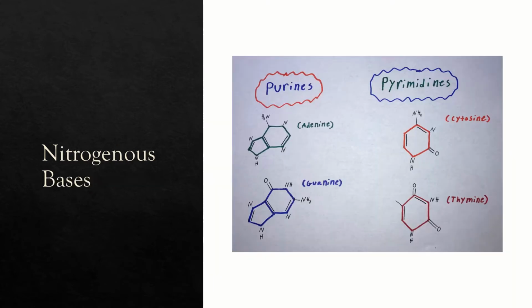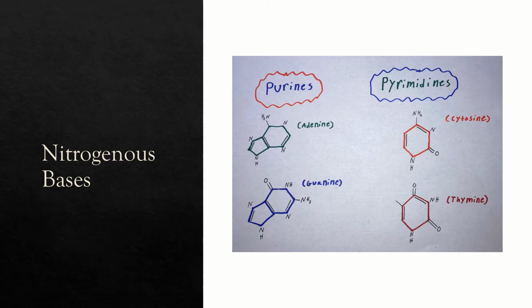Now let's discuss the nitrogenous bases. They are split up into two groups, purines and pyrimidines. Purines consist of adenine and guanine, and pyrimidines consist of cytosine and thymine. These bases do something very cool known as base pairing. This is when adenine binds to thymine and guanine binds to cytosine.